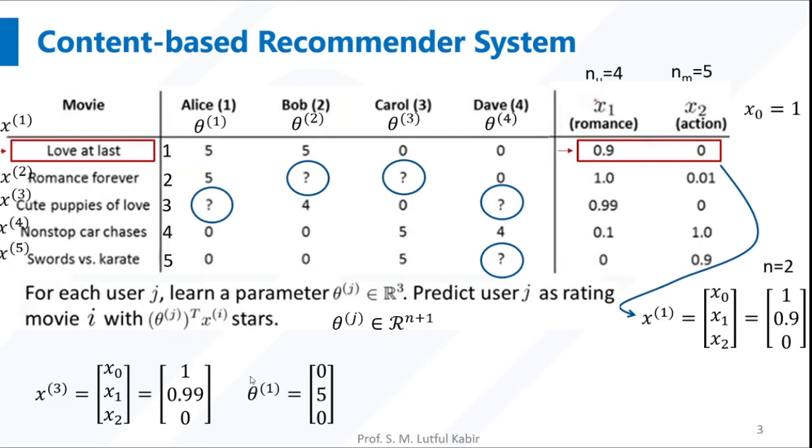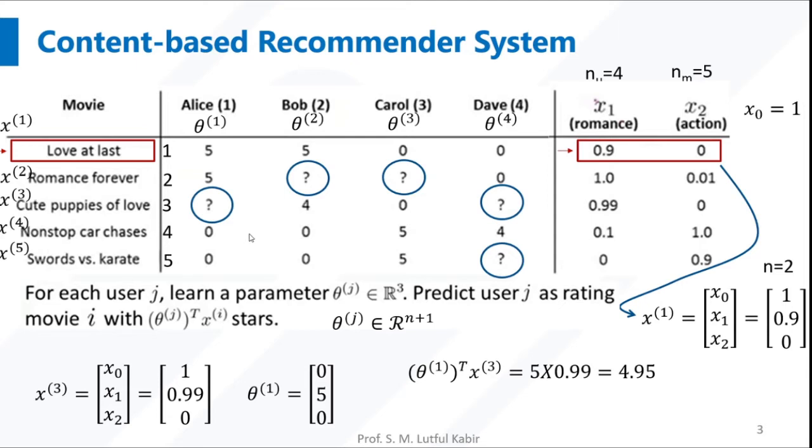We'll discuss how to find out this theta j for a certain user, and if these are the values, then the prediction will be theta j transpose multiplied by x, and this comes from linear regression. In linear regression also, if you want to predict a certain output, you follow this formula. So in this case, theta 1 transpose, that means for the first user, theta 1 transpose multiplied by x3, the features of the third movie. If I transpose this vector and multiply, it will be 5 multiplied by 0.99, which is equal to 4.95, which is very close to 5.